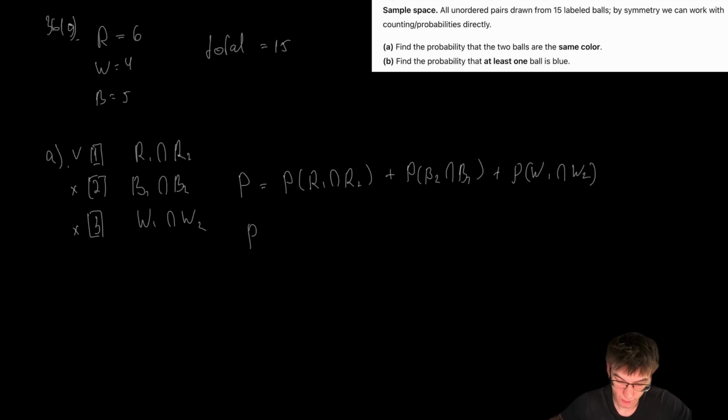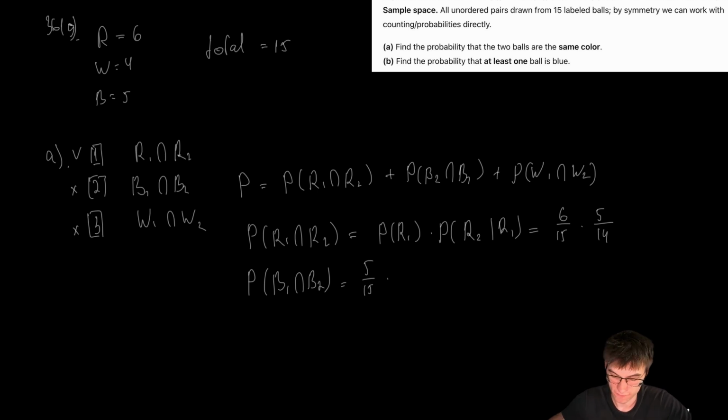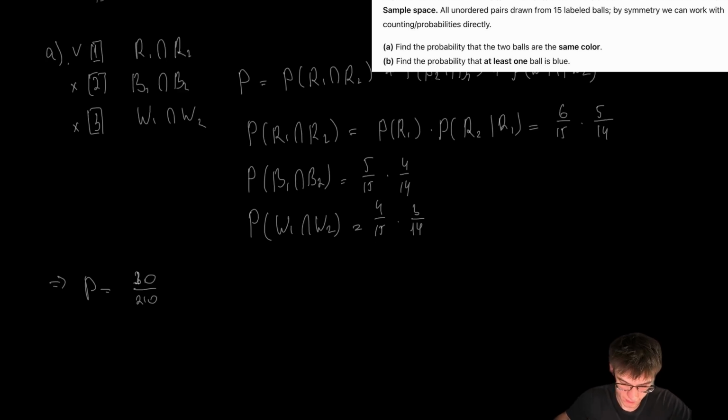Now let's try to find the exact probability in the first scenario, the probability that we are going to end up with red balls in both cases. This is the probability of event R1 times the probability of event R2 given R1, because this is a conditional case. So we have 6 over 15 times 5 over 14. In the second case, we have blue and blue, which is 5 over 15 times 4 over 14. And in the third case, we have white and white, which is 4 over 15 times 3 over 14. Now we just need to sum them up. This is 30 over 210 plus 20 over 210 plus 12 over 210, which gives us 62 over 210. Reducing this fraction gives us 31 over 105.